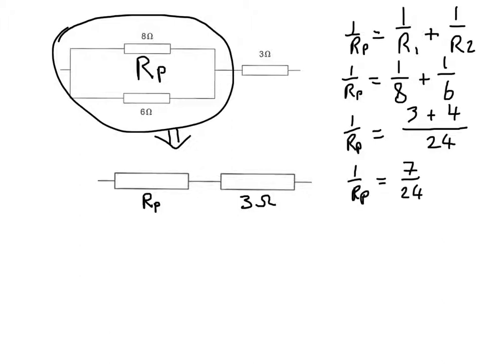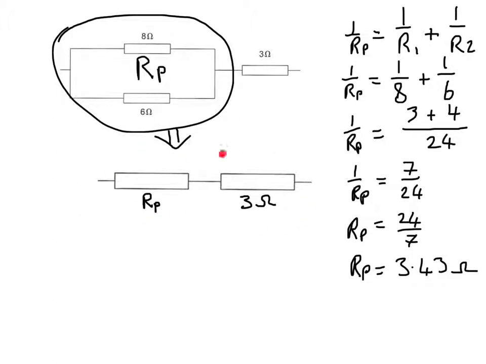Now, one of the most common slip-ups in calculating a parallel resistance is that they think this is the answer. But this is an answer for 1 over Rp. We need to flip both of these fractions to get Rp. And that's going to come to about 3.43 ohms. So now we know that this value over here is 3.43 ohms.